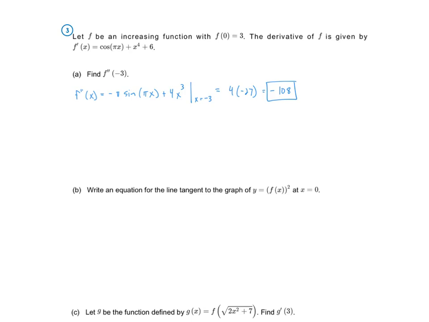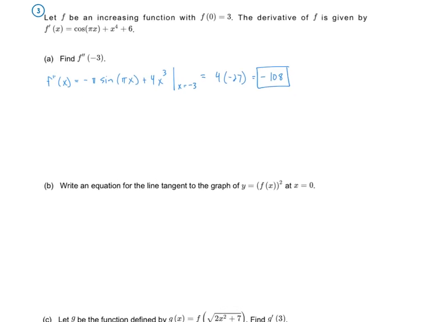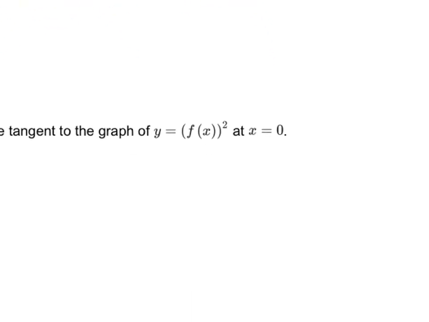So if f of 0 equals 3, then this function at 0 is 9, since it's really our original function squared. So our point is (0, 9).